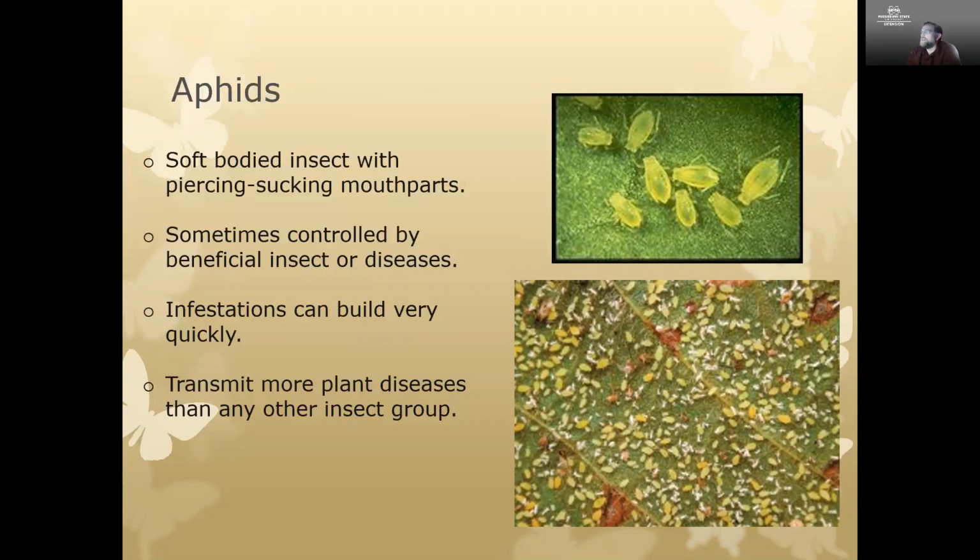Aphids themselves are very small, soft-bodied insects, and have a piercing, sucking mouthpart. So what that means is that their mouth is kind of like we might imagine the mouth of a mosquito. They stab that mouthpart down into the plant and they draw out the plant sap. And aphid populations can build up very, very quickly.